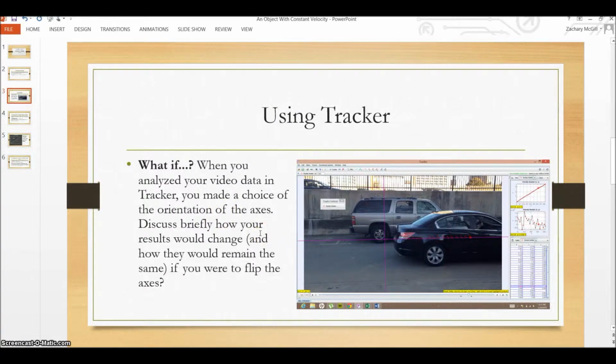Moving back over to the PowerPoint, the what-if question asks us about the axes we used for the Tracker software. The car travels along the positive x-axis, a left to right motion. However, the axis is slightly tilted upward to make up for a slight uphill slant in the road. If we were to flip these axes, having, say, the negative x-axis running this way and the positive x-axis this way, the car would obviously have a negative velocity. However, its speed would remain unchanged. This is the absolute value.